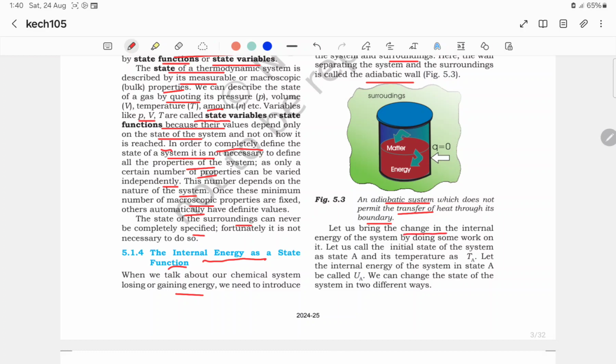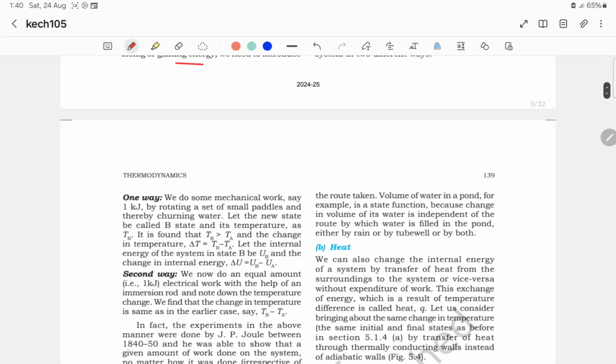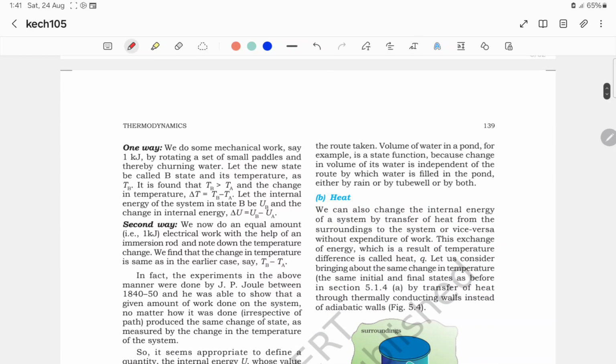So let us bring the change in the internal energy of this system by doing some work on it. Let us call the initial state of the system A and its temperature TA. Let the internal energy of the system in state A be UA. So we can change the state of the system in two different ways. One way is we do some mechanical work, say 1 kilojoule, by rotating a set of small paddles and thereby churning water. So let the new state be called the state B and its temperature be TB.